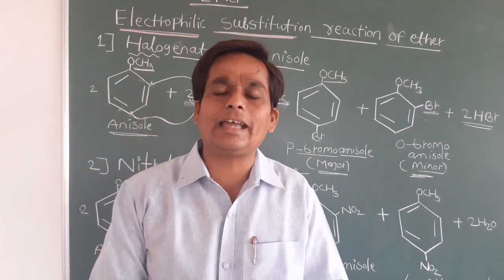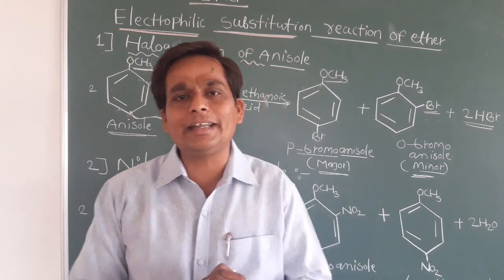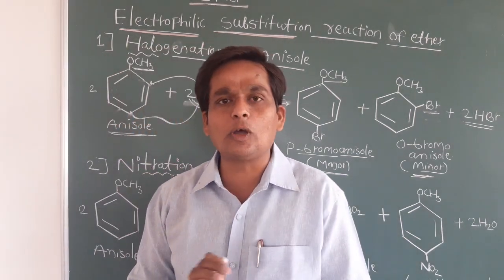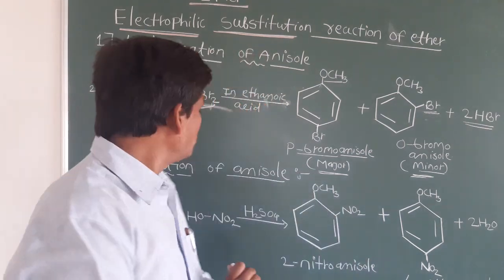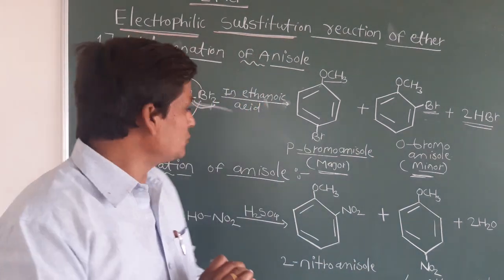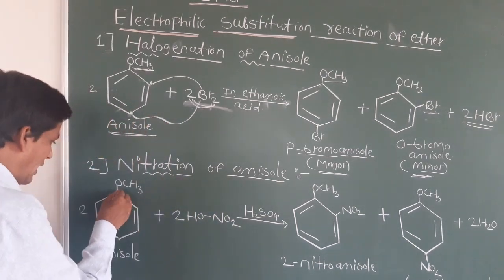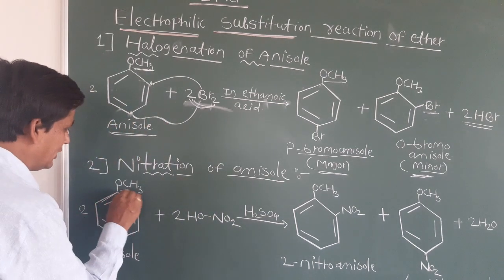You know the nitration reaction. During the nitration reaction we use nitric acid. You know the formula of nitric acid, HNO3, so we can use HNO3. Just see the nitration of anisole. You know the structure of anisole: a benzene ring containing the OCH3 group.